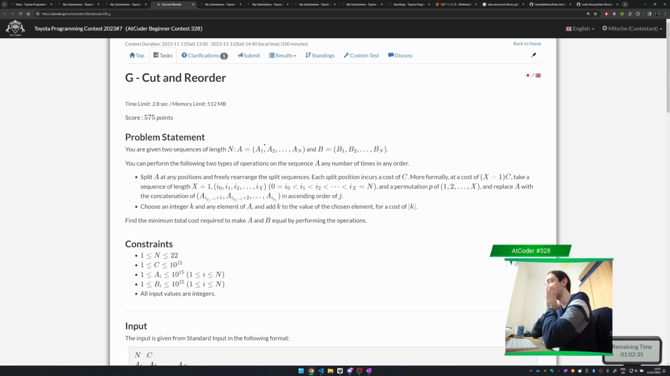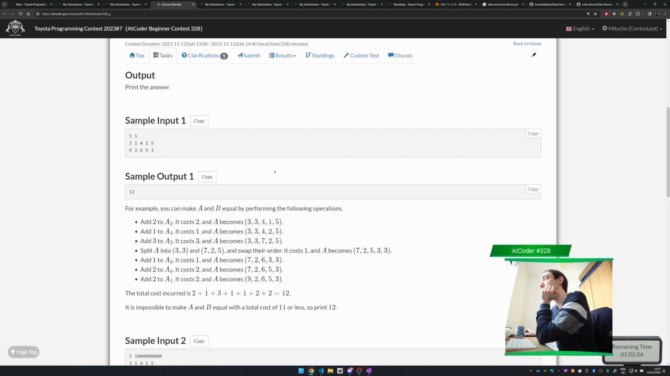Choose an integer k and any element of A and add k to the value of the chosen element. Oh, there are a small number of these elements. The cost could be huge. So I need to understand an example of what they want.